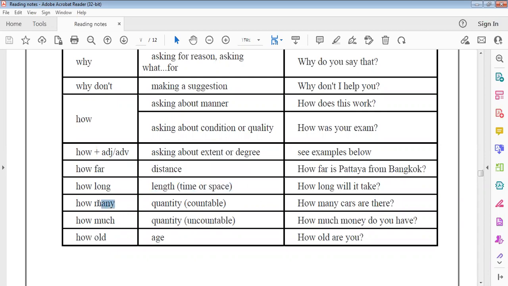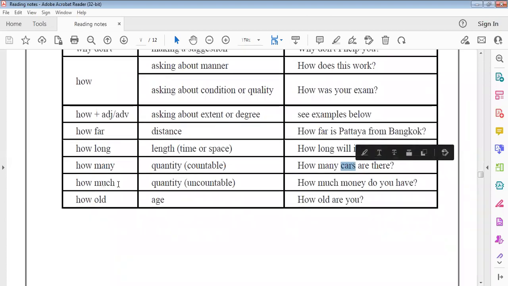How many, كم العدد. I use it to ask about the number. How many cars are there. How many students are there. How many people are there. After it I must have a plural countable noun. How much. I use it to ask about the quantity. So I say how much sugar do you need.